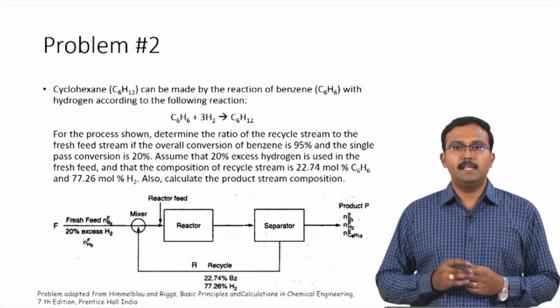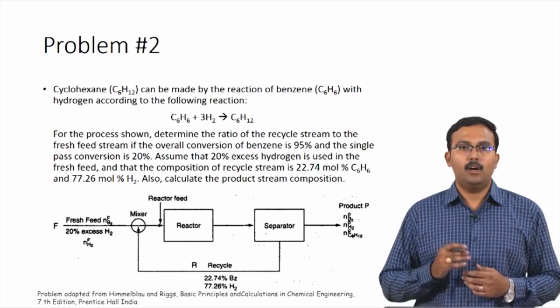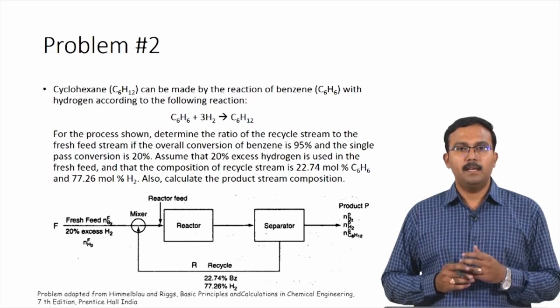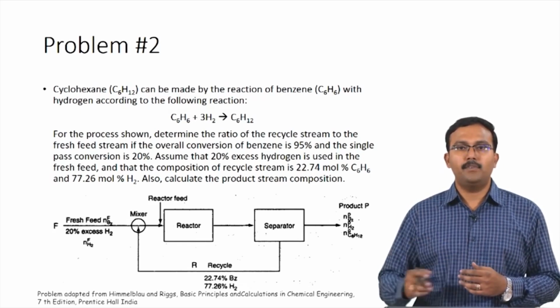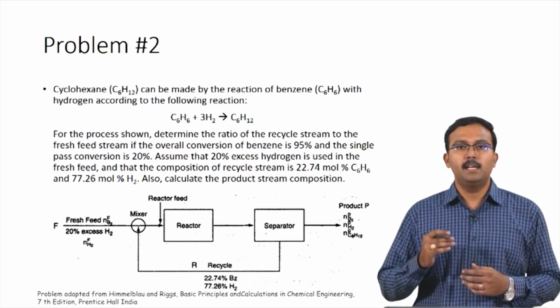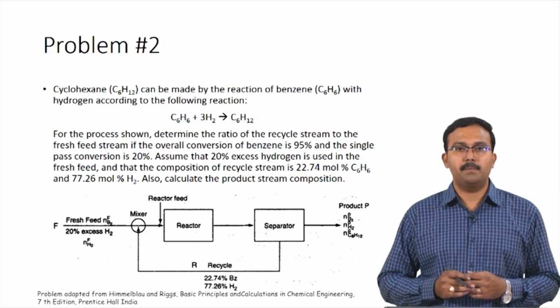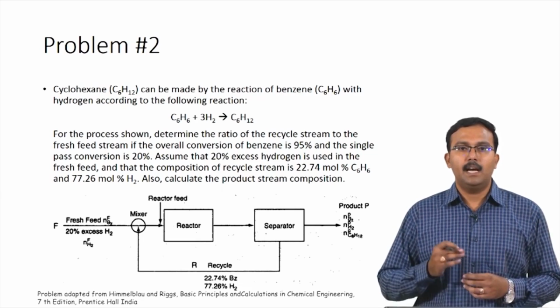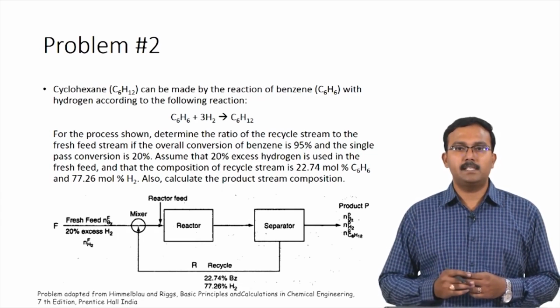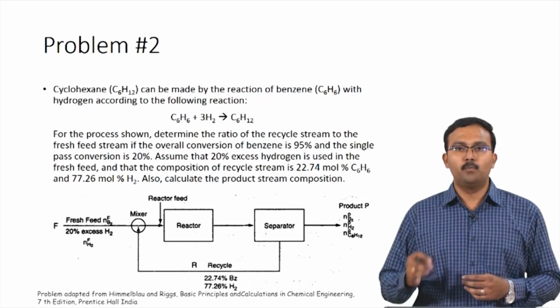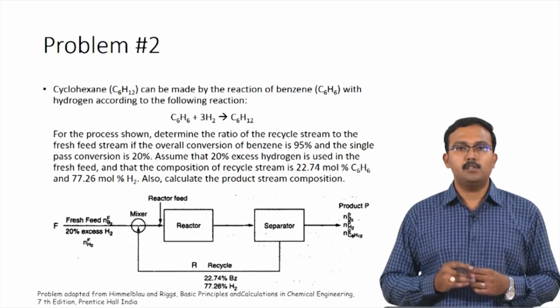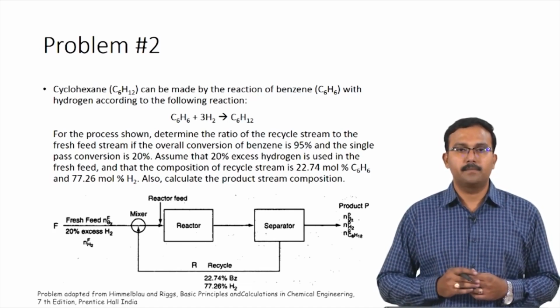Cyclohexane can be made by the reaction of benzene with hydrogen according to the following reaction. Benzene plus hydrogen forms cyclohexane. From the process shown, determine the ratio of recycled stream to the fresh feed stream if the overall conversion of benzene is 95% and the single pass conversion is 20%. Assume that 20% excess nitrogen is used in the fresh feed and that the composition of recycled stream is 22.74 mole percent benzene and 77.26 mole percent hydrogen. Also calculate the product stream composition.